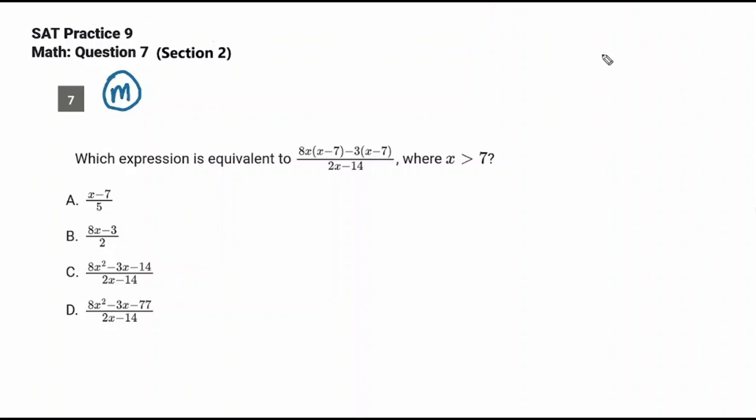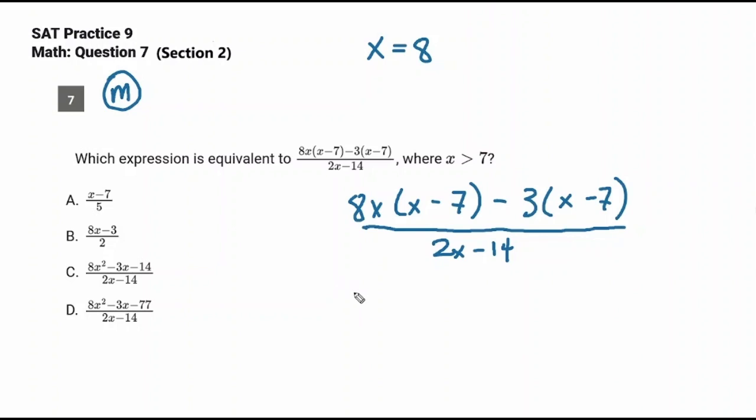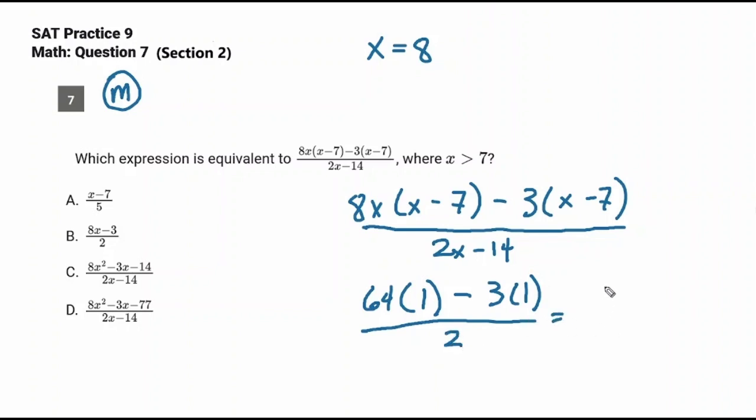All you got to do is make up an x that follows the rule. Got to be bigger than 7. How about x equals 8. So we're just going to plug in here. I'm going to rewrite this whole thing. You don't have to rewrite the whole thing, just makes it easier for us to do. So 8 times x is 8 times 8, 64. X minus 7 is 8 minus 7, so times 1. Minus 3 times, already did that, 1. Over 2 times x is 2 times 8, 16 minus 14, which is 2. So it's 61 over 2. Circle 61 over 2. That's what we're looking for.